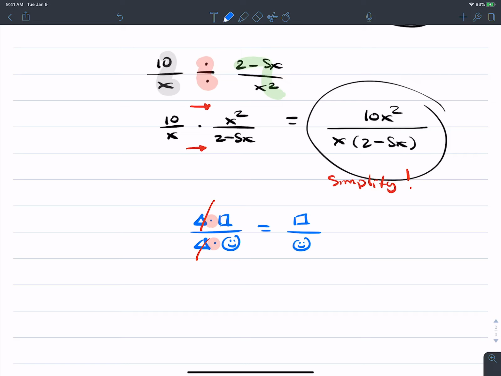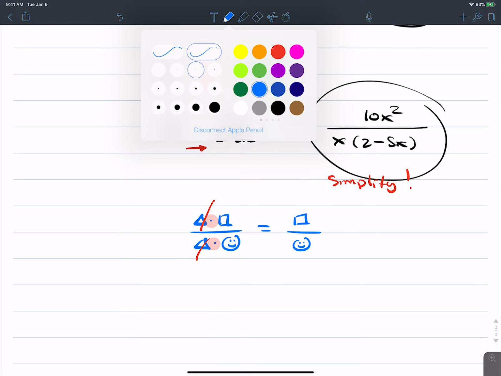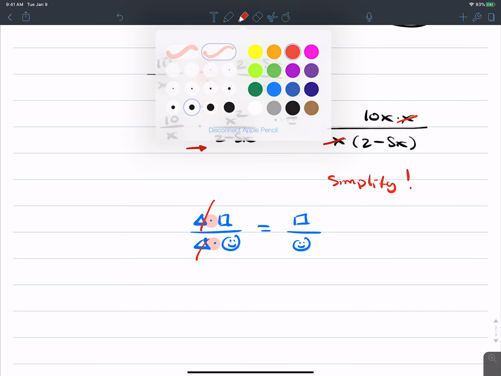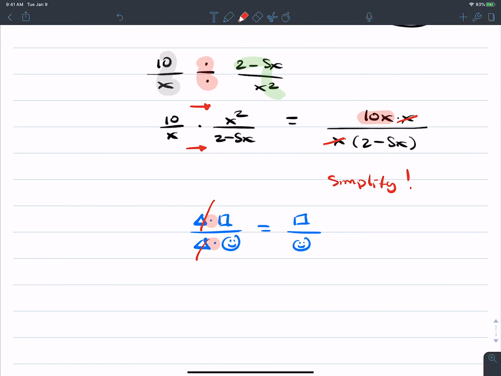So in this case here, the only thing we can cancel, if we take a closer look, is that we notice that our 10x squared here can be written as 10x times x. So I'm going to get rid of one of those x's. And what we have left now is 10x in the numerator and 2 minus 5x in the denominator. So this is going to be my final answer here.